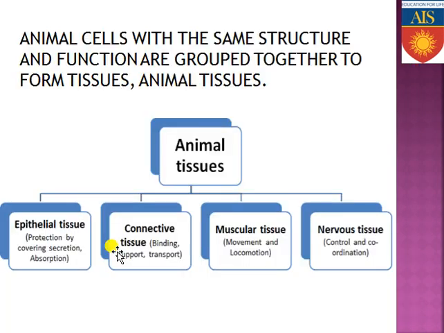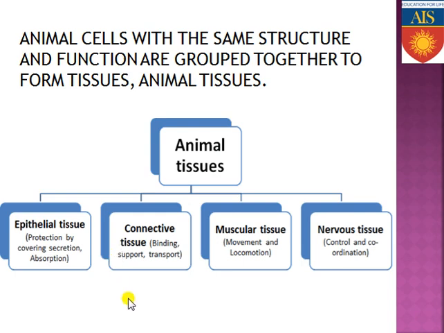Now we are entering into the animal tissues. Specifically, animal tissue means the various kinds of cells which are present within the animal body. Those constitute the tissues, and these tissues are actually of 4 different types. You can see in the slide: epithelial tissue, connective tissue, muscular tissue and nervous tissue.